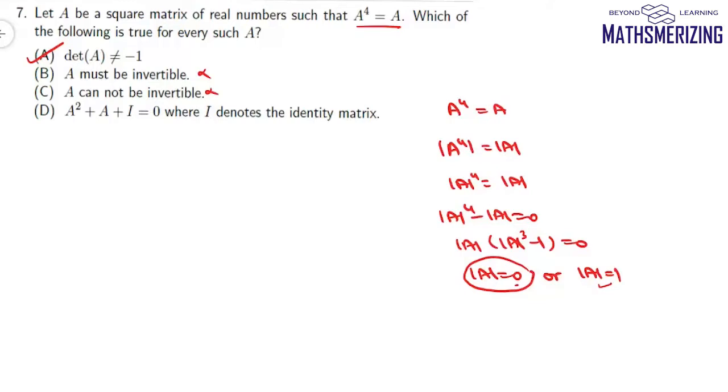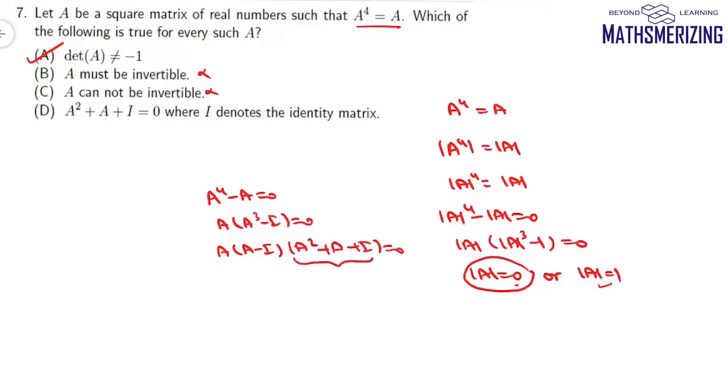And this fourth option, which is a square plus a minus I is equal to 0. We are given that a^4 minus a is equal to 0. So I can write a into (a cube minus I) equals 0. So I'll write it as a, then (a minus I), and then (a square plus a plus I) equals 0. In this case, it may not necessarily be true that this a square plus a plus I is a null matrix. So that means option number D is also not necessarily true. So the answer to this question is simply option number A.